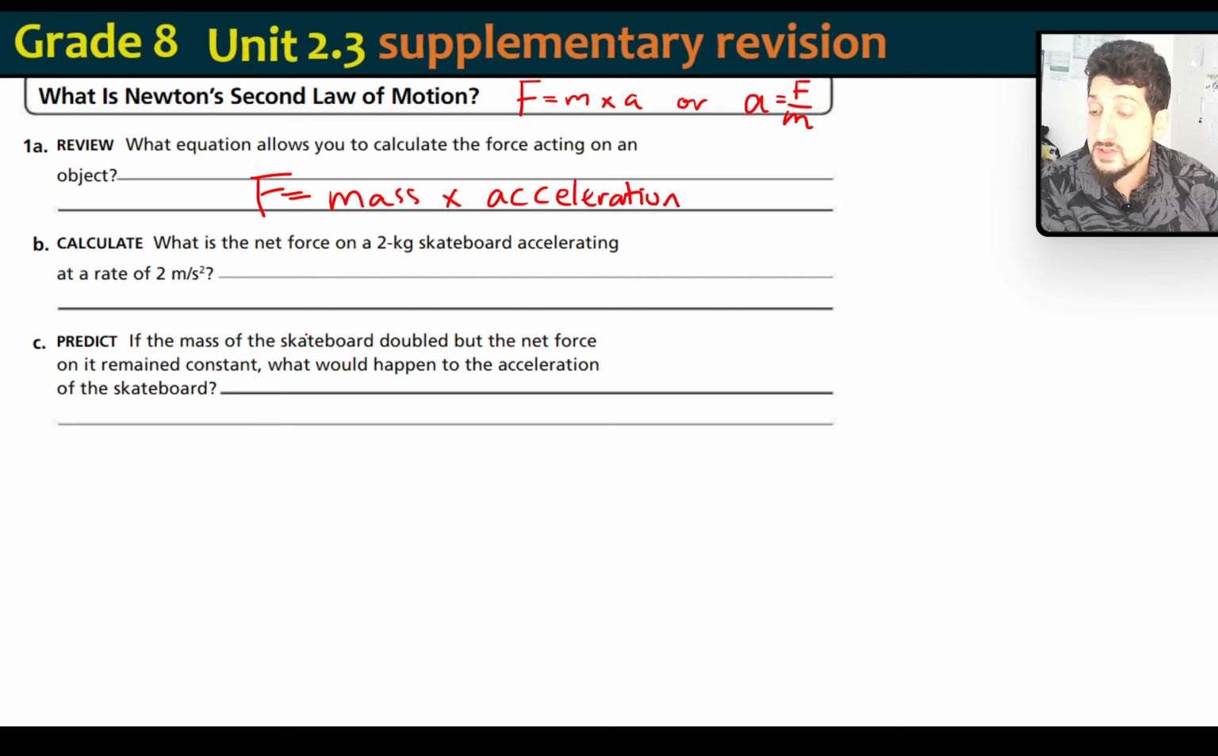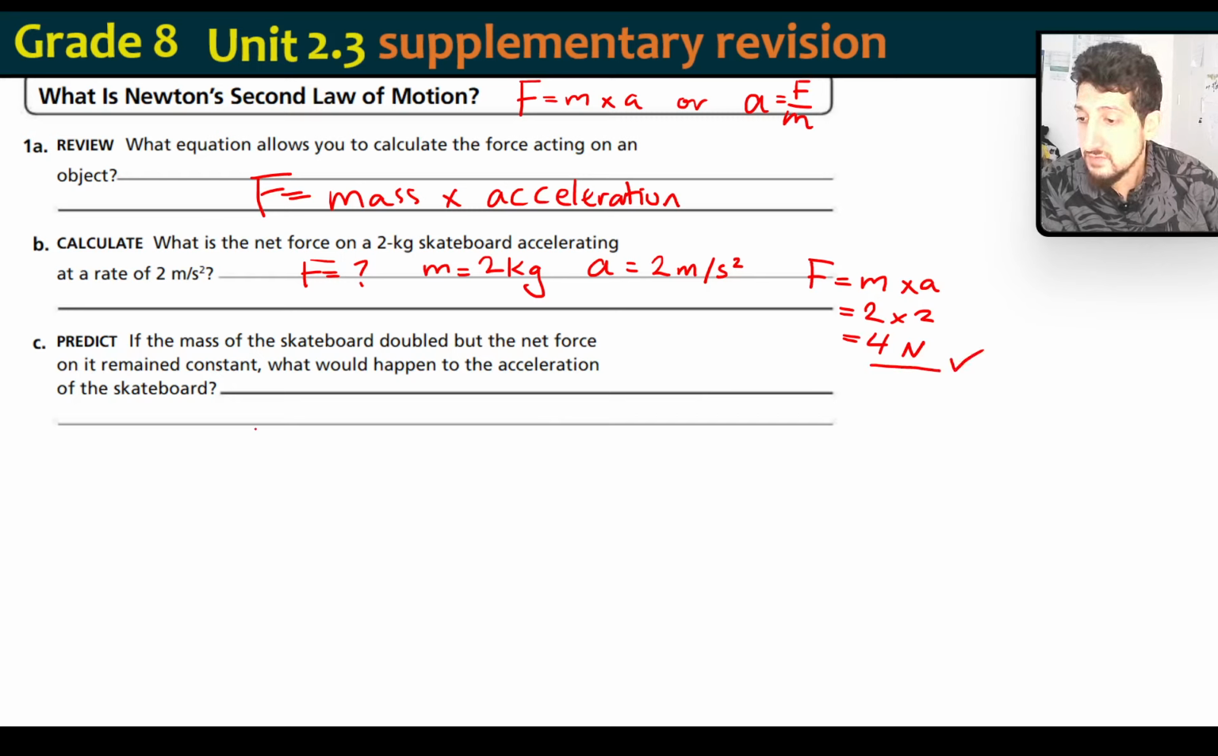Okay, what is the net force acting on a 2 kilogram skateboard accelerating at 2 meters per second squared? Well, we know what the force is, so it's 2. F equals, no, we don't know what the force is. That's what we're trying to find out. So force, we don't know. We know what the mass is. The mass equals 2 kilograms. And the acceleration equals 2 meters per second squared. And we know that force equals mass times acceleration. So it's going to be 2 multiplied by 2, or 4 newtons. Easy peasy. That's the answer.